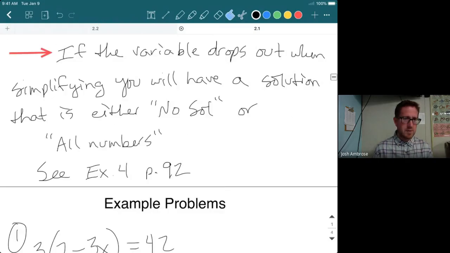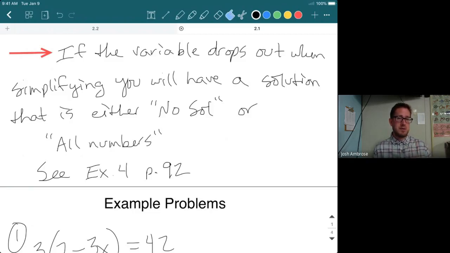Okay, another thing that we have here, there is a possibility that you could actually completely cross a variable out. In other words, if the variable just drops out, like you no longer have x anywhere in the equation, and that would be due to simplifying. That can happen. You have done nothing wrong, but that's going to give you what is either a no solution for your answer or an all numbers for your answer.